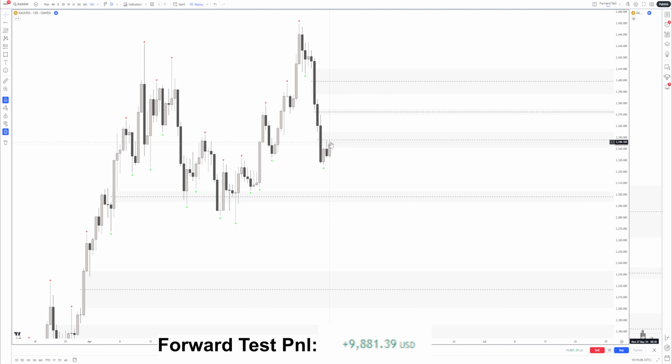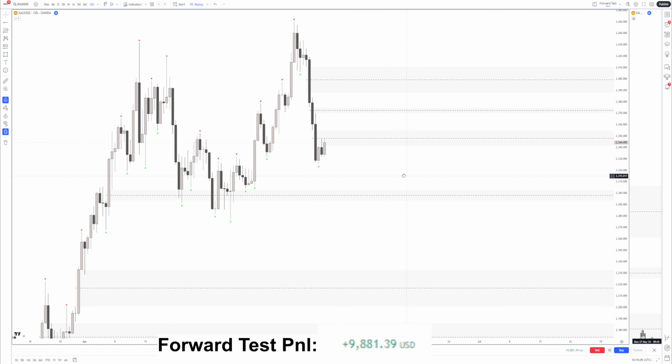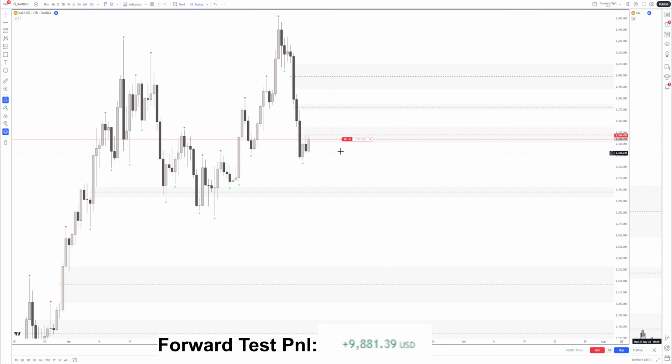Okay, so price did arrive again. We got a slight rejection there. Let's go for it. Let's just see how it plays out. Okay, we're going to go for a TP, stop loss just there, and we're going to go for a sell.